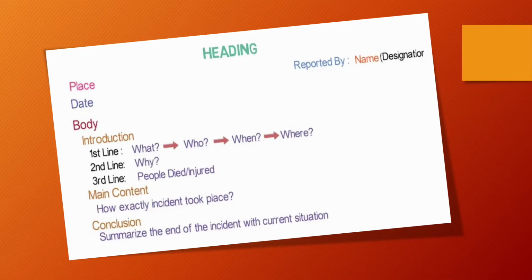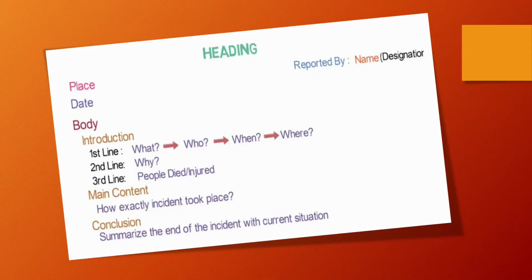In the introduction part, the first line you have to include what, who, when, where, and the second line why, and the third, people died or injured. This is about some accident if you have seen. Now the main content is how exactly the incident took place. Don't try to write something from yourself. Whatever you have seen, the factual description you have to write there, and in the conclusion, summarize the end of the incident with the current situation. Try writing three paragraphs. First paragraph: date, place, and day. Time is not required. And just start the report from the same line for the newspaper.